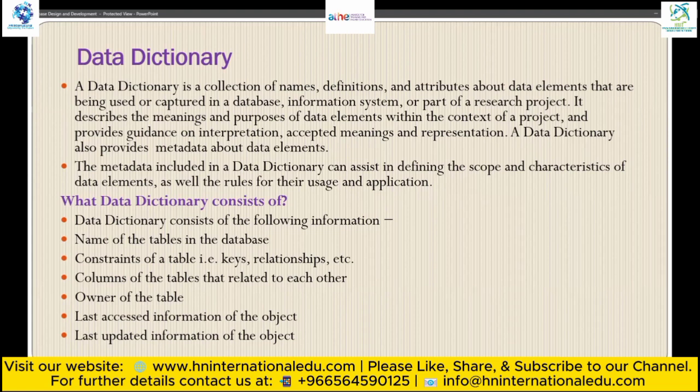Do I continue, sir? Okay, sir, got it. What does the data dictionary consist of? The data dictionary consists of the following information: name of the table in the database, constraints of a table, for example keys, relationships, etc., columns of the table that are related to each other, owner of the table, last access information of the object, last updated information of the object.